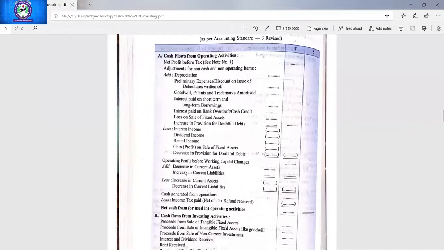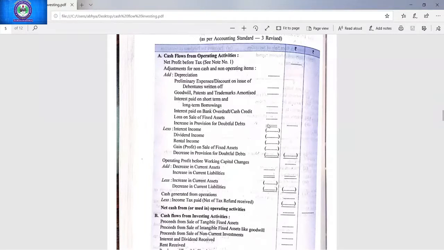Decrease in current asset, increase in current liability, increase in current asset, decrease in current liability. Okay. Then cash generated from operations. This will be the final answer of step 3. Then the income tax paid, net of refund. If you have received any refund, then suppose you are paying the income tax 50 and the refund is 10. So here 40,000 will be deducted. That's why it is written net of refund.